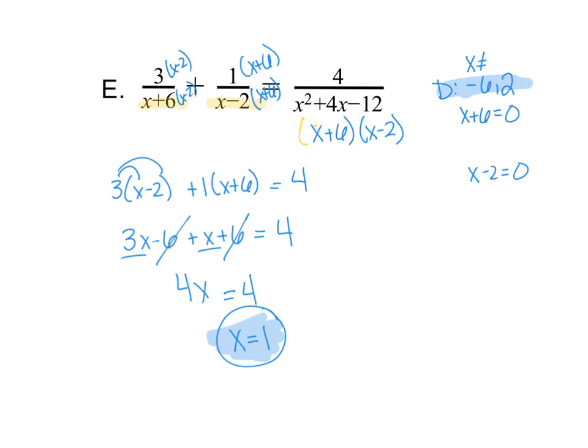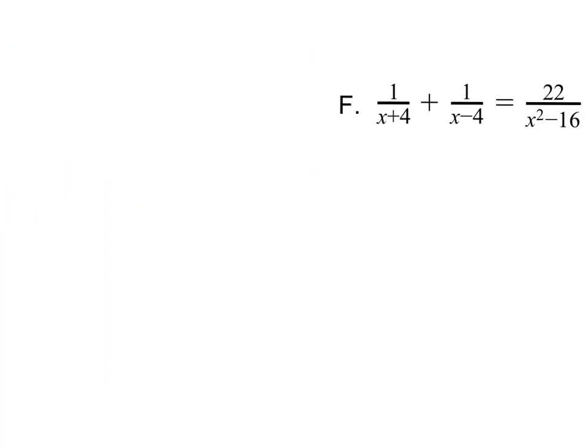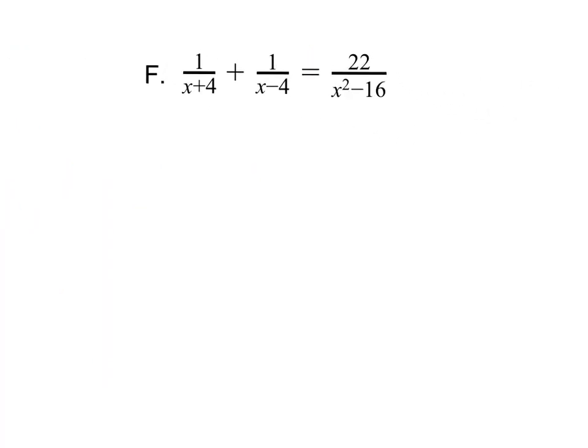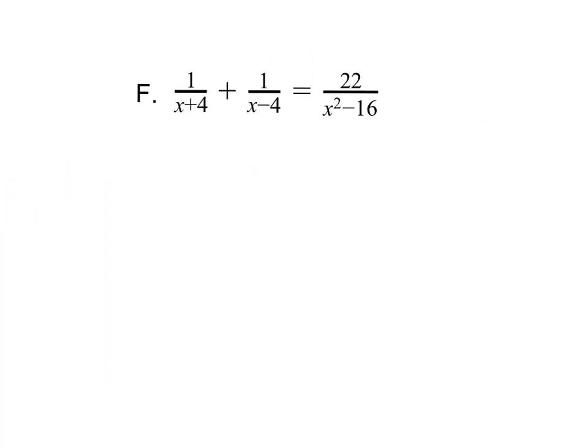The last one we're going to do, I'm going to have you attempt on your own first. It's 1 over x plus 4 plus 1 over x minus 4 equals 22 over x squared minus 16. Remember to factor first. So this is going to be an x plus 4 times an x minus 4. This needs an x minus 4, and this needs an x plus 4.